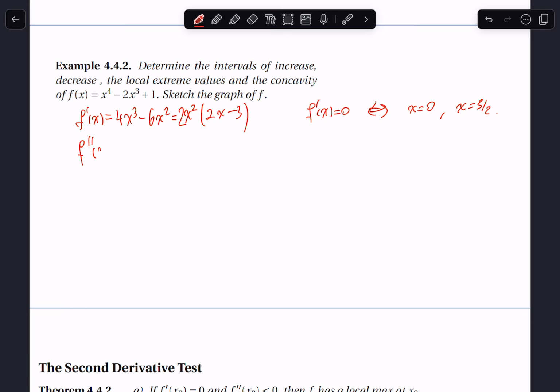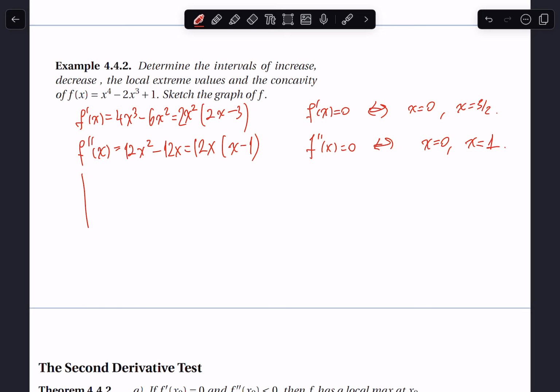Let's take another derivative, the second derivative. The second derivative is 12x squared minus 12x. So this is 12x times (x minus 1). So the second derivative is 0 if x equals 0 and x equals 1.